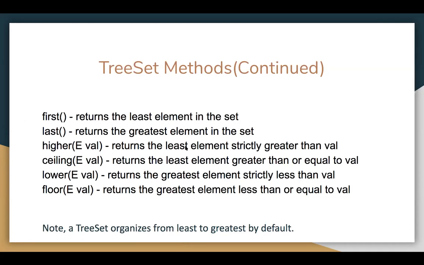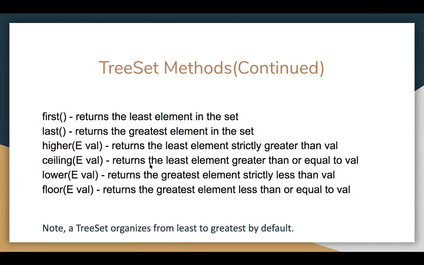So this returns the least element strictly greater than val. So basically, the value entered here, it's going to return the one that's one greater than val, or strictly greater. So that means that it can't be equal to val, it has to be strictly greater than val.